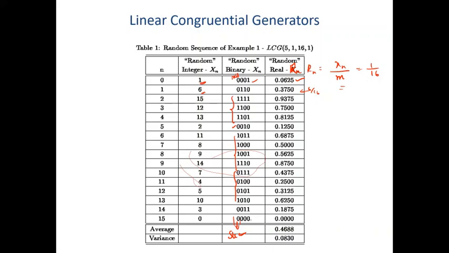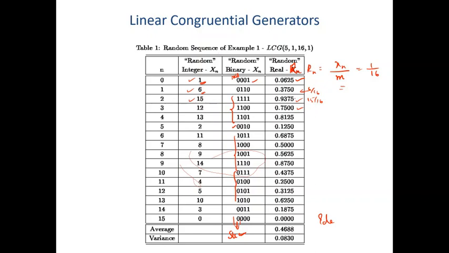And in the end, I am computing the average value of this Rn. So I have determined Rn for each of the xn values, the random number integers xn. For every xn, I am going to compute this Rn. So 15 by 16 is 0.9375, then 12 by 16 is 0.75, and so on. And in the end, when I take an average, I am going to get 0.4688. What should be the ideal value of Rn?